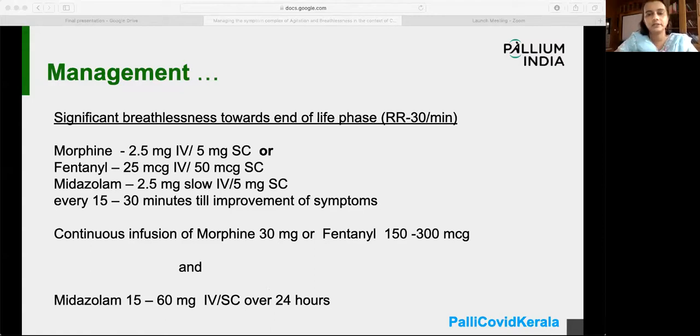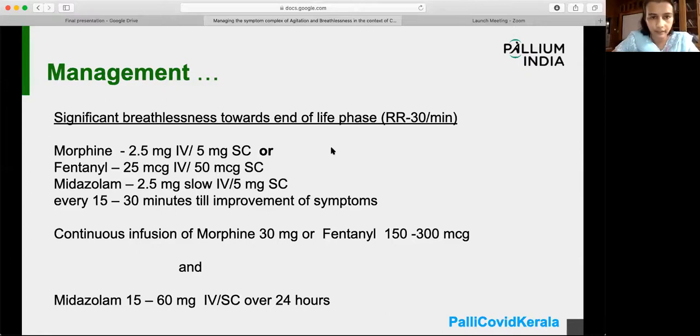Now, significant breathlessness towards end of life. This is where the patient comes to the high dyspnea, the air hunger stage, when the respiratory rate goes more than 30 per minute and they're clearly dying. All the reversible factors have been addressed and they're clearly dying. We have given a slightly higher dose of morphine in this scenario, 2.5 milligram IV to 5 milligram subcut, and 25 microgram of fentanyl IV or 50 microgram subcut. Again, with midazolam, these doses can be given every 15 to 30 minutes till there's improvement of symptoms.